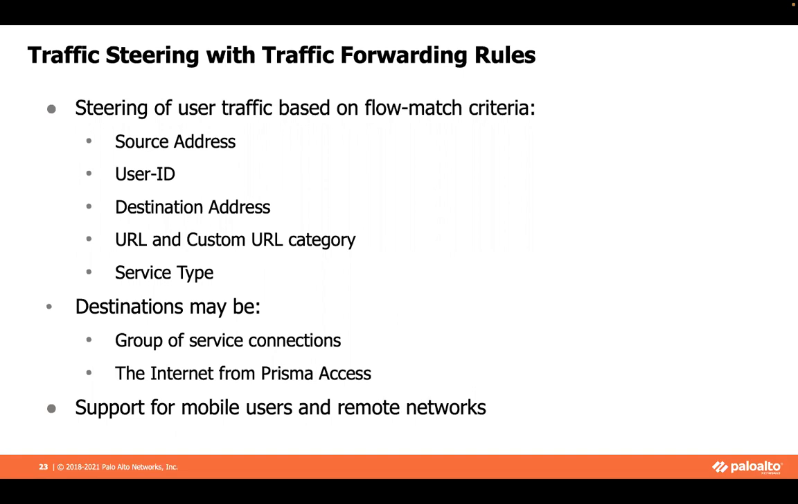URL filtering is built in to Prisma Access. There's not additional licensing or anything like that for it. And of course, you can build your own custom URL categories, your own lists of URLs. We do also have the ability to do service types. Port numbers is really what it is. I can say port 80 goes through my data center. Port 443 can go straight out to the internet, for example.